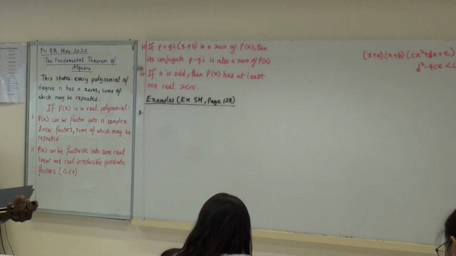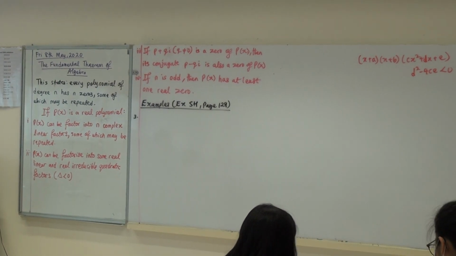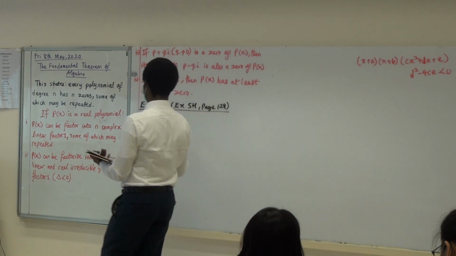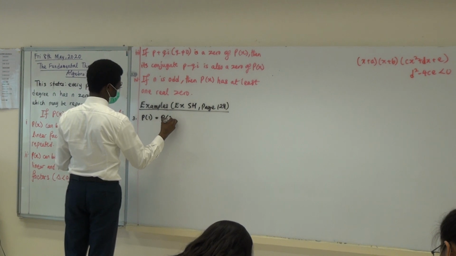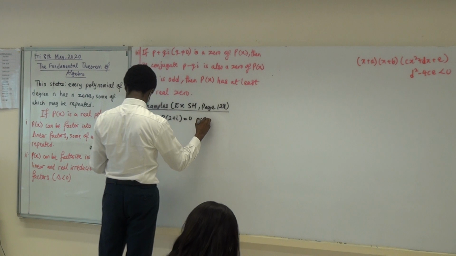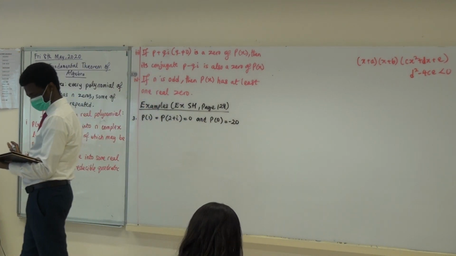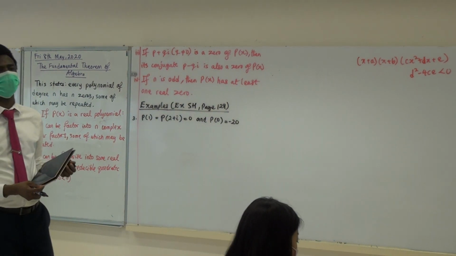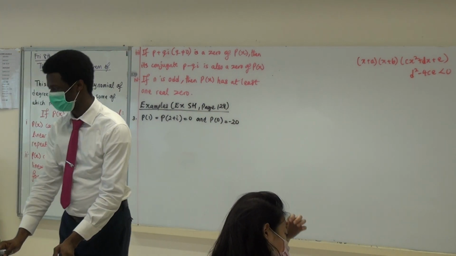Do I have your attention? P of x is a real cubic polynomial for which, let's write the important points, P(1) equals P(2 plus i) equals 0 and P of 0 equals negative 20. That's the information we have. The question is find P of x in expanded form.